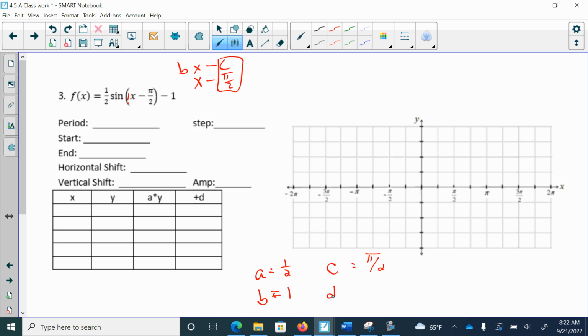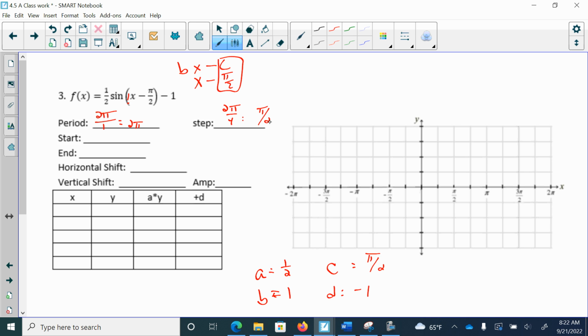And then my D is whatever I'm adding or subtracting on the outside, which in this case will be negative 1. To find my period, I'm going to take 2 pi and divide it by my B, which in this case is 1. So it's going to stay 2 pi. My step, I'm going to take 2 pi and divide it by 4, which will end up being pi over 2.